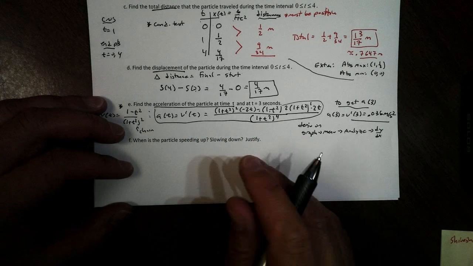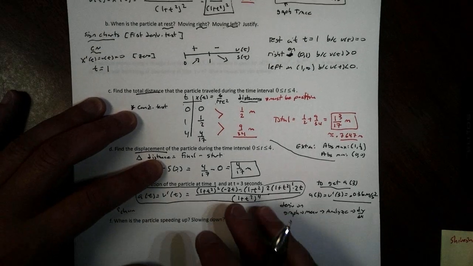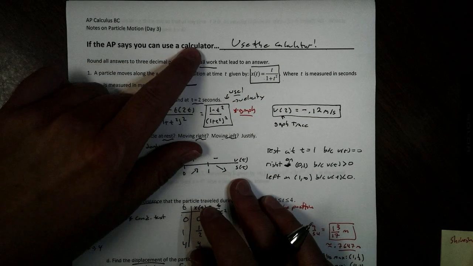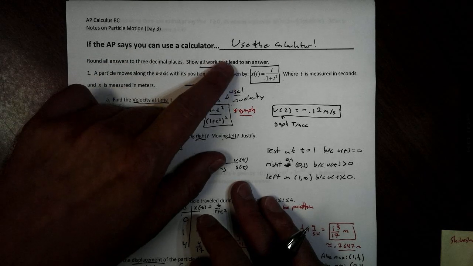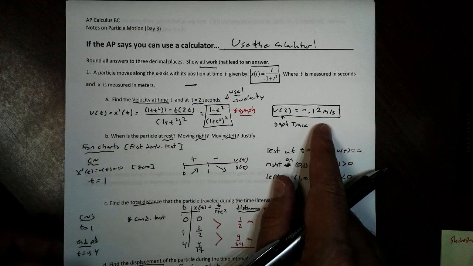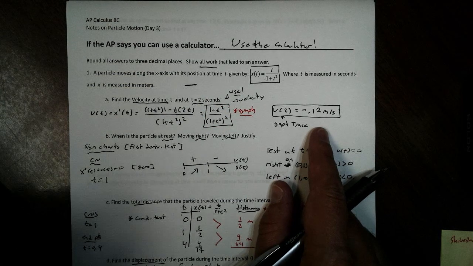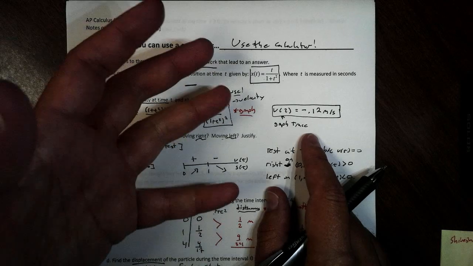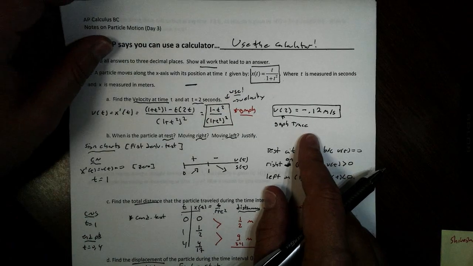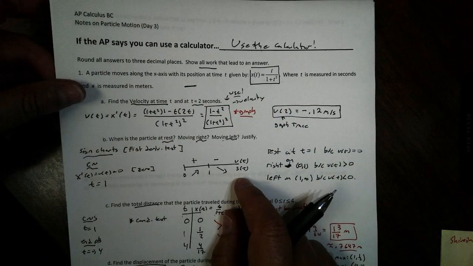All right, so it's time for our favorite question. We're continuing on using particle motion from a calculator. Now remember, if the AP says you can use a calculator, use it. I promise you the numbers are very ugly when they say you can use a calculator. Now it's not saying you don't need a calculator. Most of you guys can probably solve these by hand. However, the calculator will make it much nicer for us.